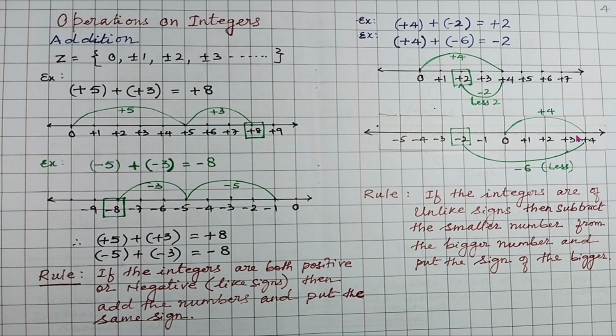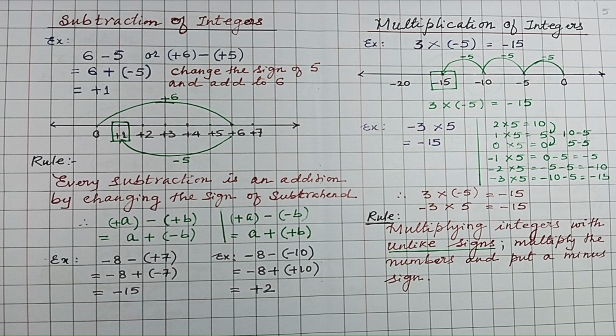And also plus 4 means 4 steps to the right, and minus 6 is 6 steps to the left, we get minus 2. The rule is if the integers are of unlike signs, see the signs are unlike here, one is plus 4, the other is minus 2, then subtract the smaller from the bigger and put the sign of the bigger. If the integers are of unlike signs, subtract the smaller from the bigger, so 6 minus 4 is 2, and put the sign of the bigger. That is the rule.